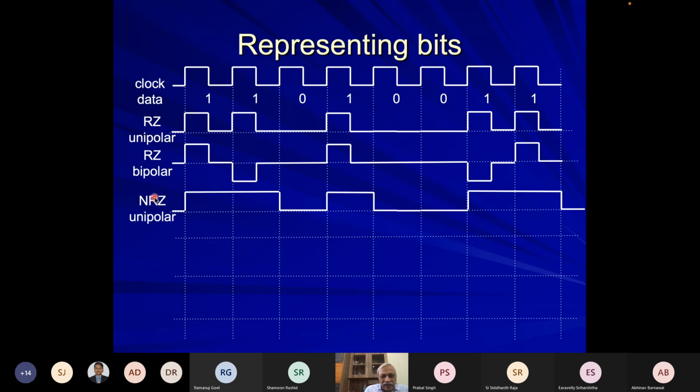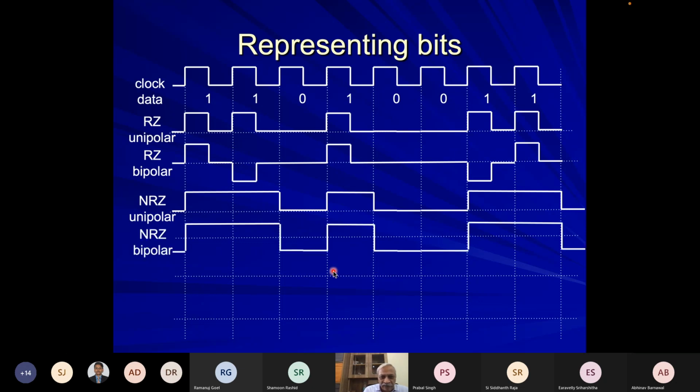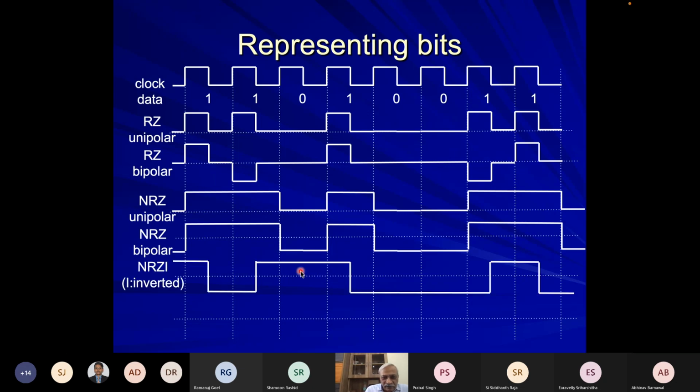This is NRZ, non-return to 0. To represent a 1, the signal becomes 1, and the next is 1, so it remains 1, and 0 is represented by a lower level. So 1, 0, 0, 1, 0, and so on. Same thing made bipolar.